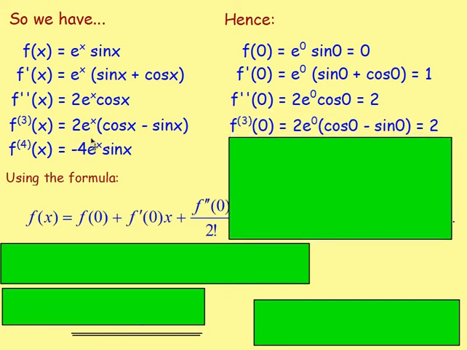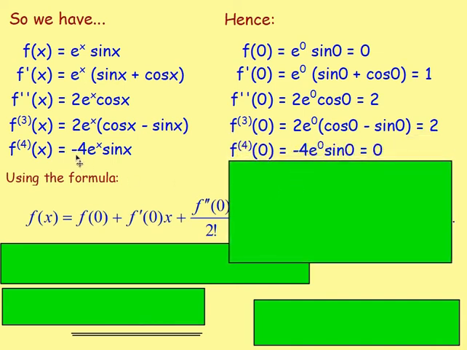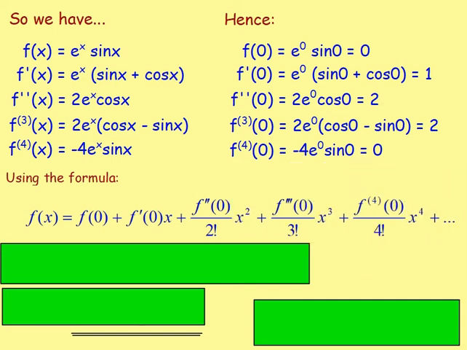Third derivative, again, replace x with 0, evaluate that, and it works out to be 2. And for the fourth derivative, when you replace x with 0, negative 4e to the power of 0 times sine of 0 works out to be 0. Because sine of 0 is 0, so you're multiplying everything by 0, so that's all you get.